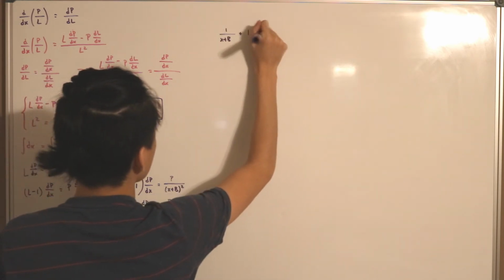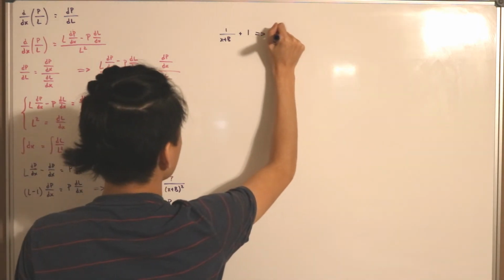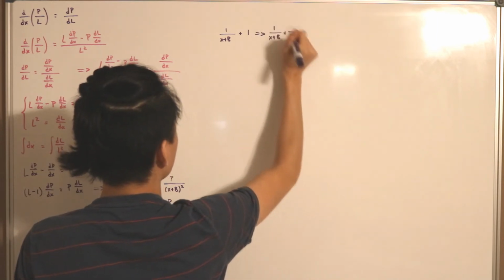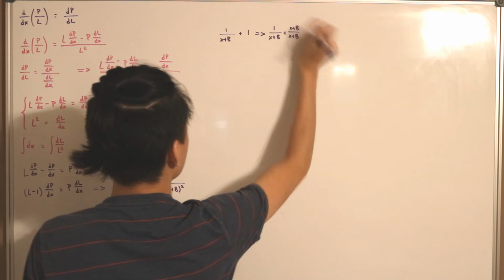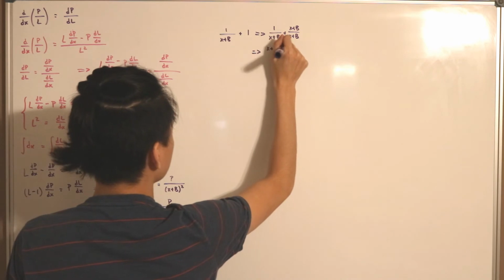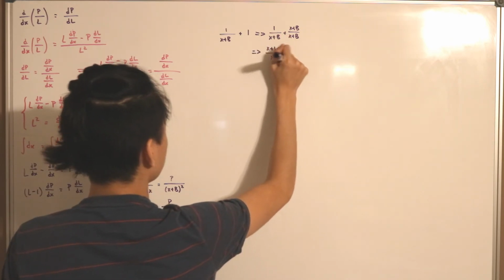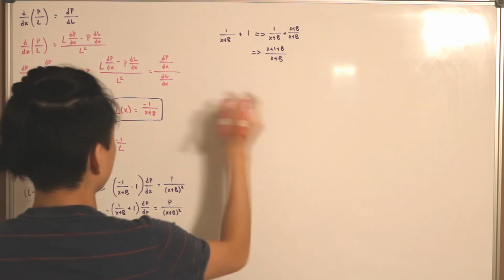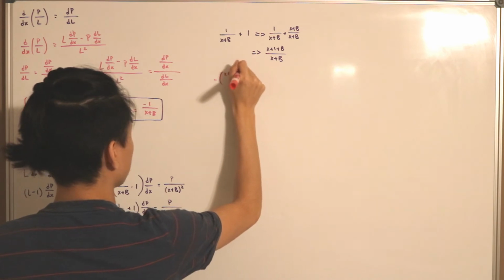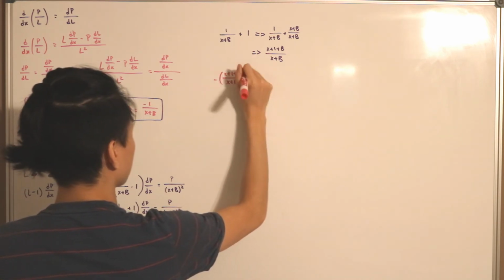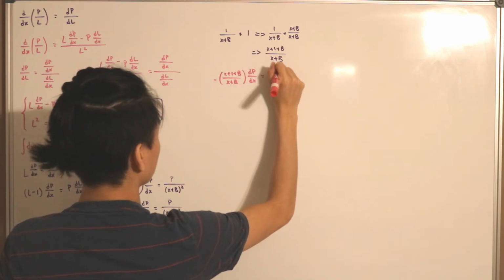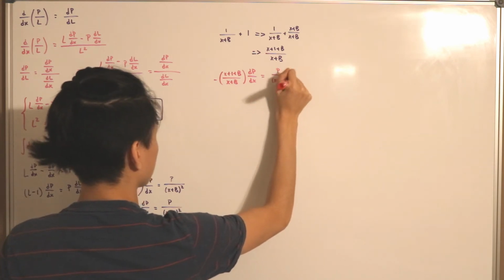Let's get a common denominator. So we have x plus b and then plus x plus b. So this is 1 and then 1, by the way, that 1 plus b. So in other words, this is equal to x plus 1 plus b divided by x plus b. Okay, so now that we have the following, negative x plus 1 plus b divided by x plus b multiplied by dp dx equal to p divided by x plus b squared.